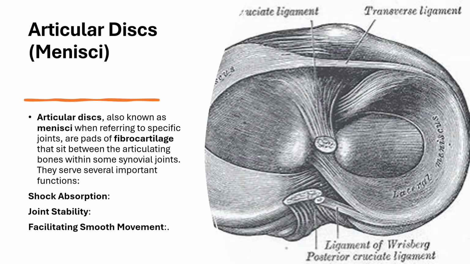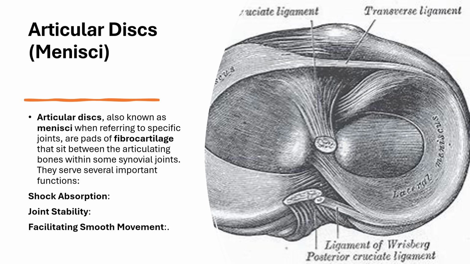So let's look at articular discs. They're also known as meniscus or menisci, referring to certain joints. And they're pads of fibrocartilage that sit between the articulating bones within some synovial joints. And they have several important functions.